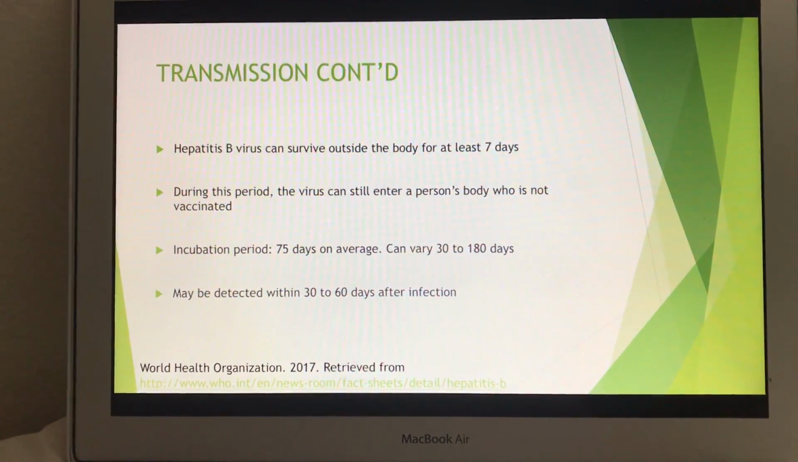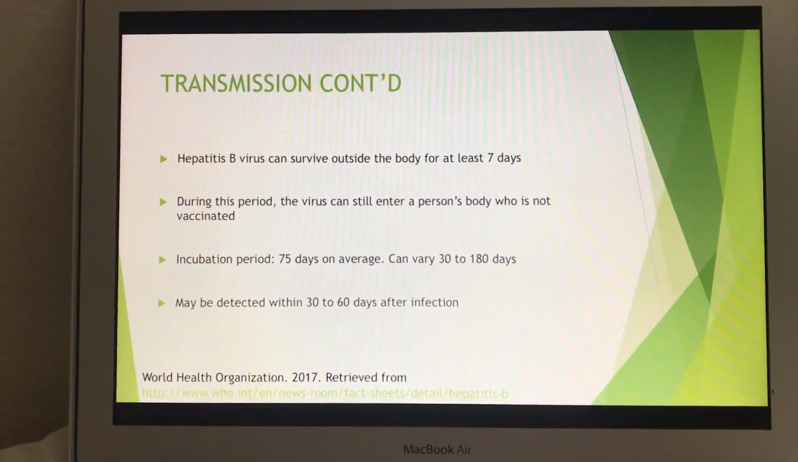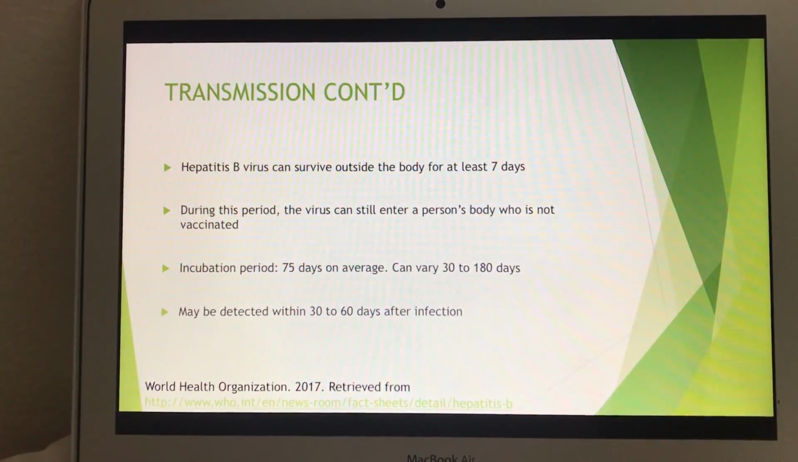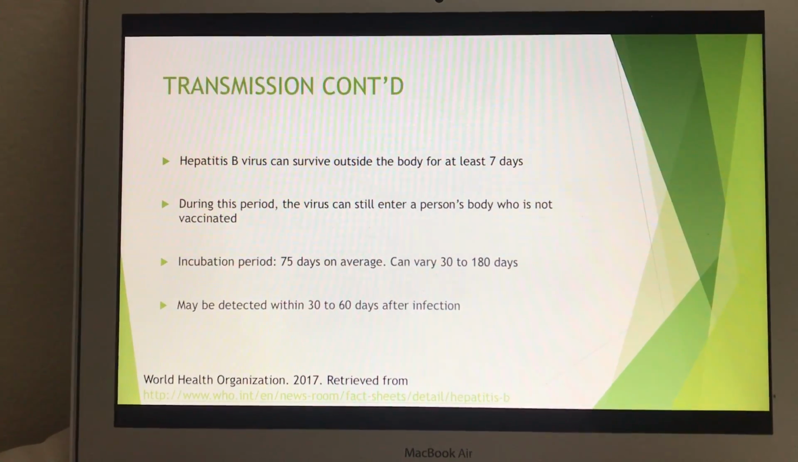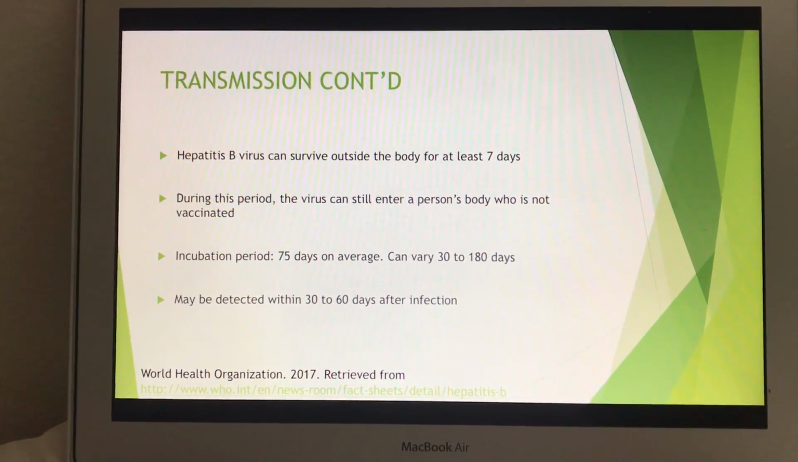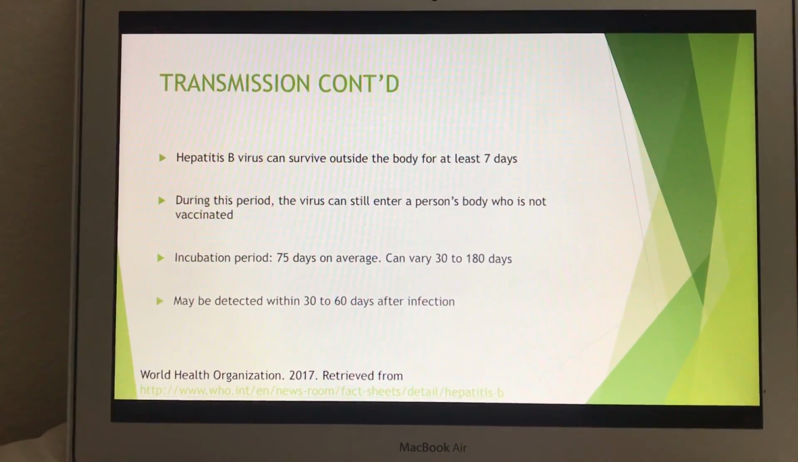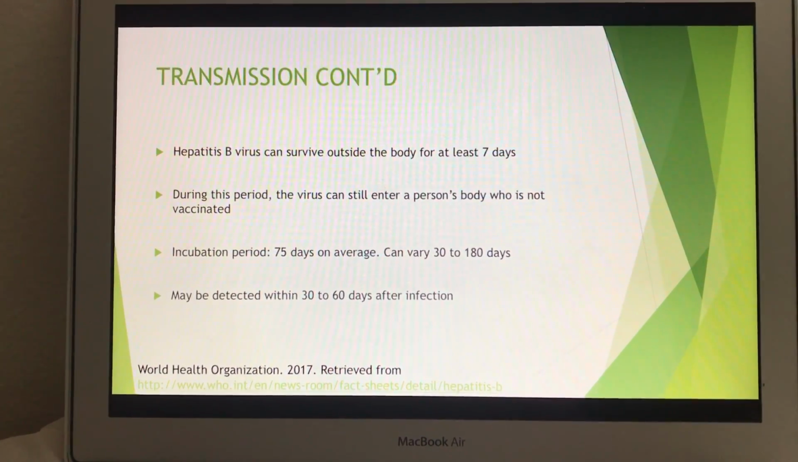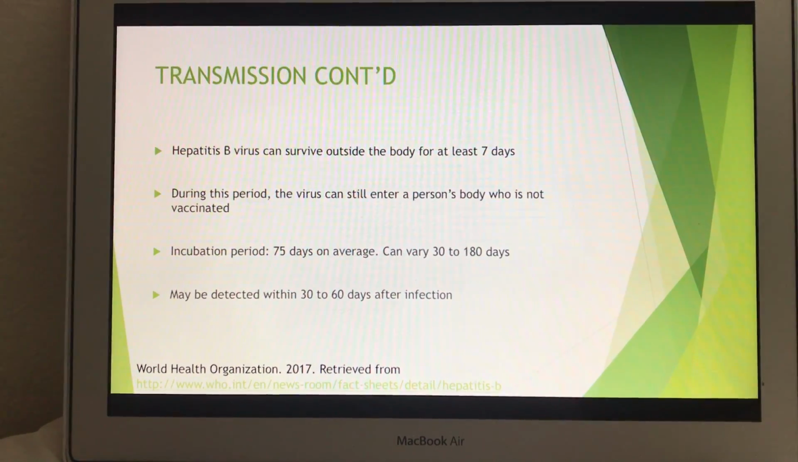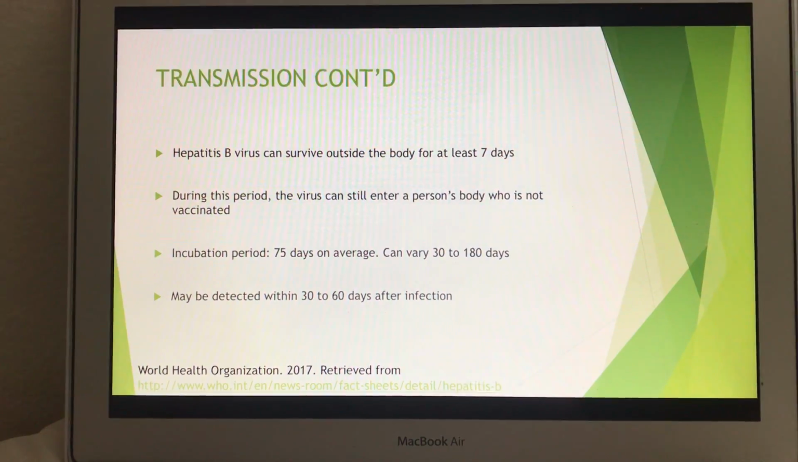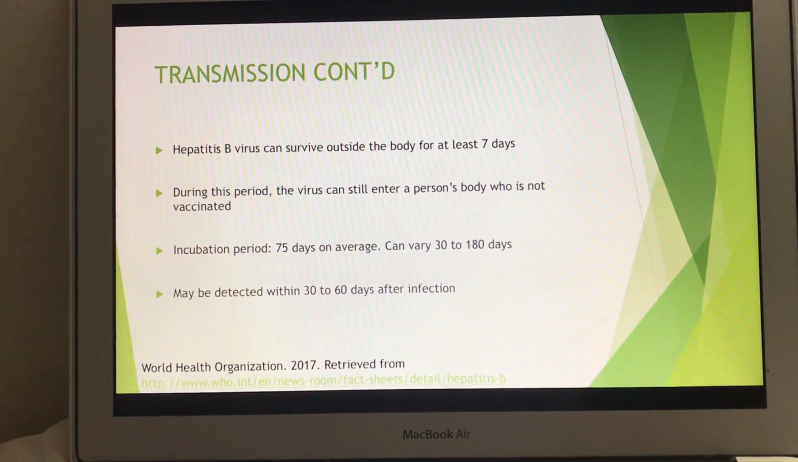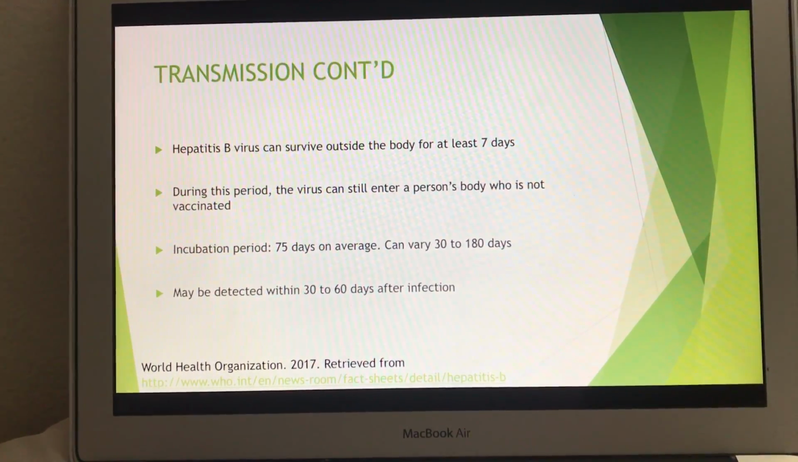Hepatitis B virus can survive outside the body for at least 7 days. During this period, the virus can still enter a body that is not vaccinated. The incubation period for hepatitis B is 75 days on average. It can vary from 30 to 180 days. It may be detected within 30 to 60 days after infection.